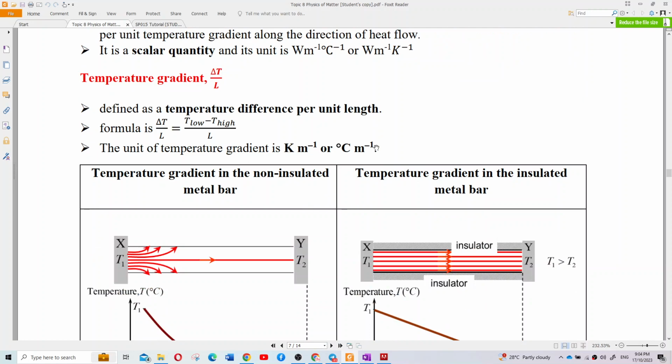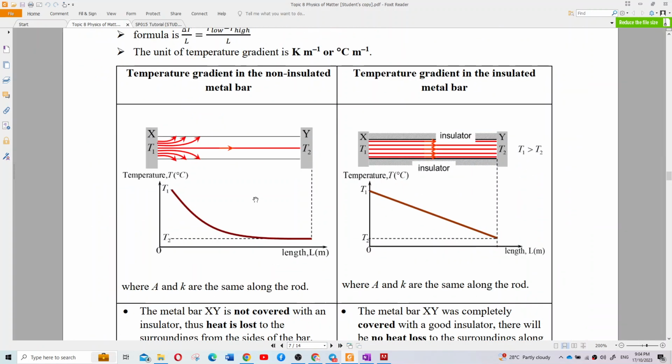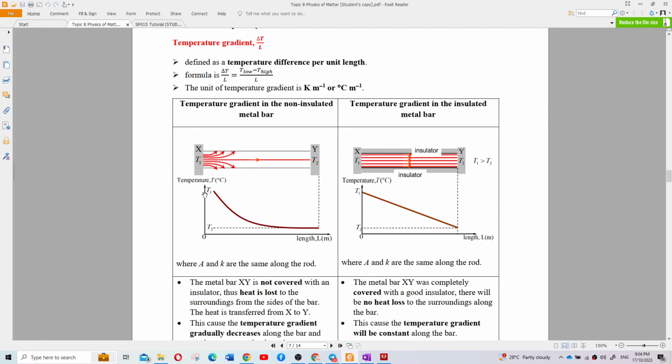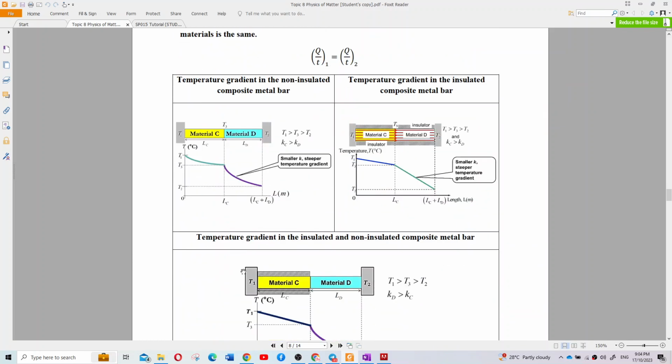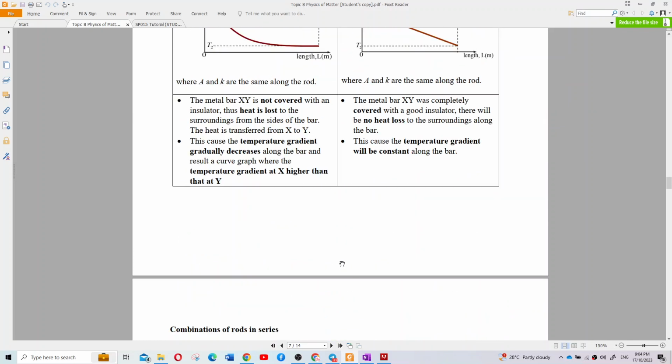This graph I will explain later. Actually this insulated and non-insulated case I will also explain later. Okay, so that's today's lesson.